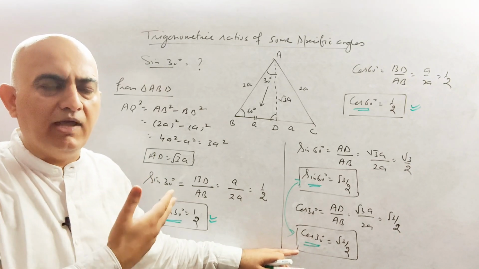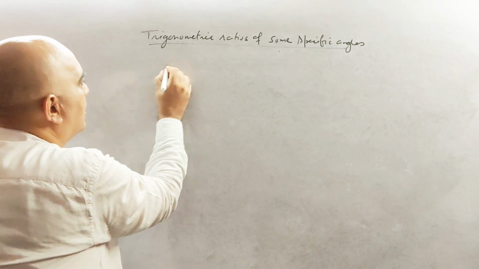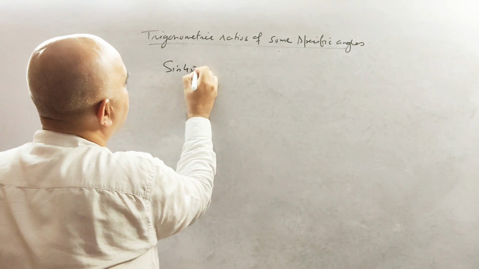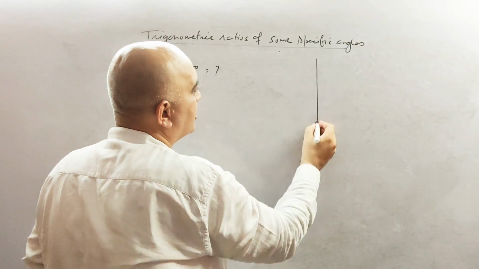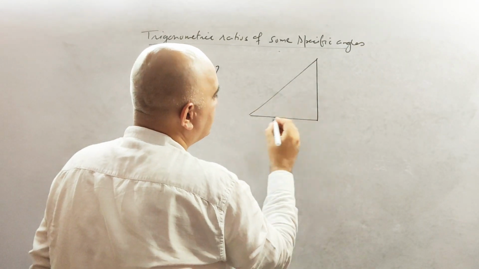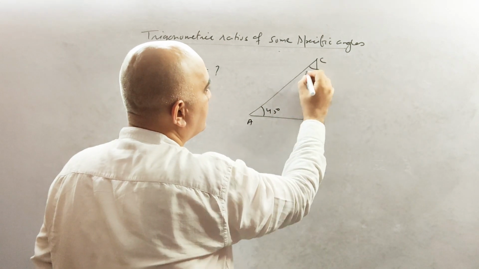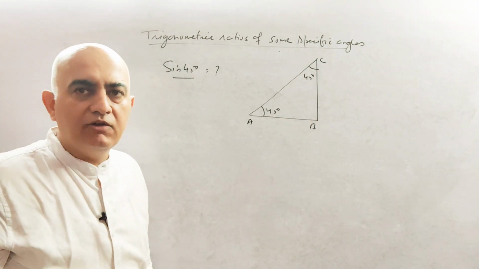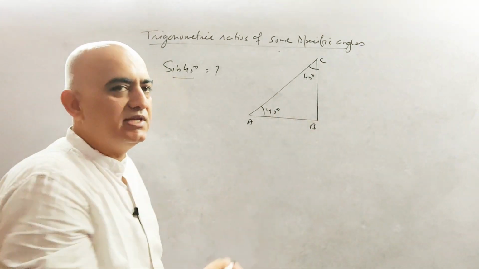Now we are defining the value of sine 45. How can we find out sine 45? For sine 45, we take again a right angle triangle. This angle is 45, then obviously this will be 45. And if two angles are the same, then this is an isosceles triangle.